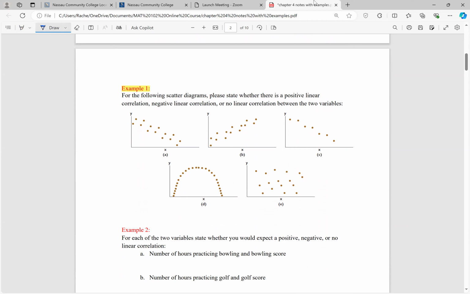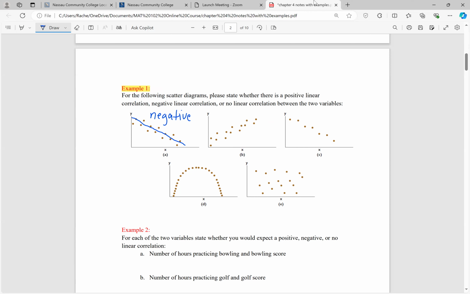I definitely see a pattern, right? There seems to be a correlation between X and Y, and I can imagine fitting a line through my data, and a line that's decreasing, right? That's negative. So there seems to be a negative linear correlation between X and Y in the first graph.